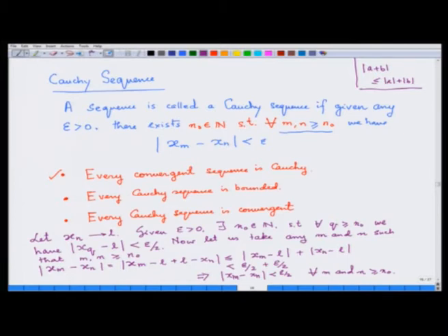Now, I will try to give you a sketch of how you would prove, or at least have an understanding of, this fundamental result: every Cauchy sequence is convergent. This is very important to understand. It tells you a very important criterion: if you want to prove a sequence is convergent, what is your job? Just prove the sequence is Cauchy.